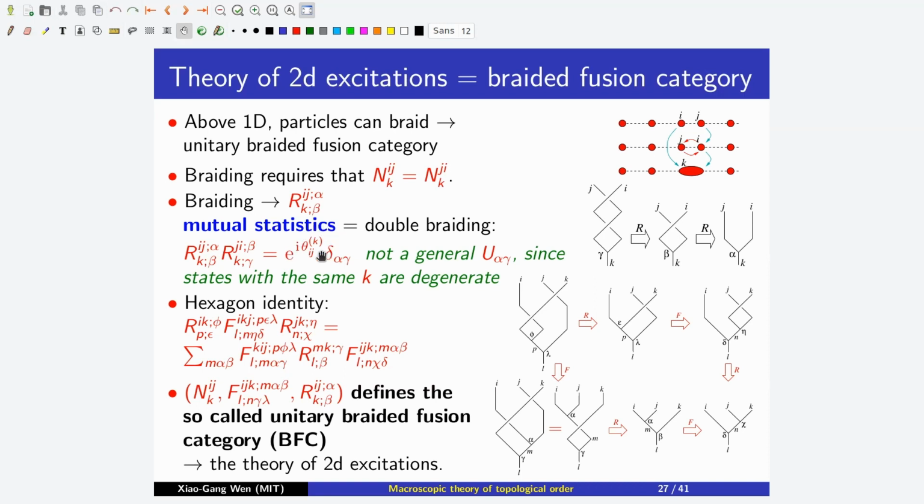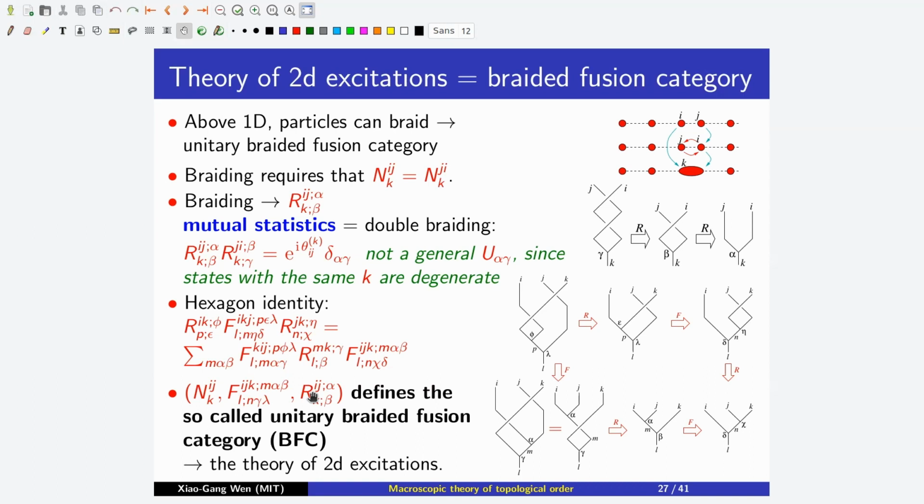This mutual statistics describing braiding is called the R symbol. Let me not describe the original R symbol. So therefore, this N_ijk plus the F symbol we talked about, plus this R symbol describing braiding or mutual statistics, gives us the braided fusion category. So the R symbol is an actual feature, whether mutual statistics or self statistics. But this feature only appears in two dimensions.